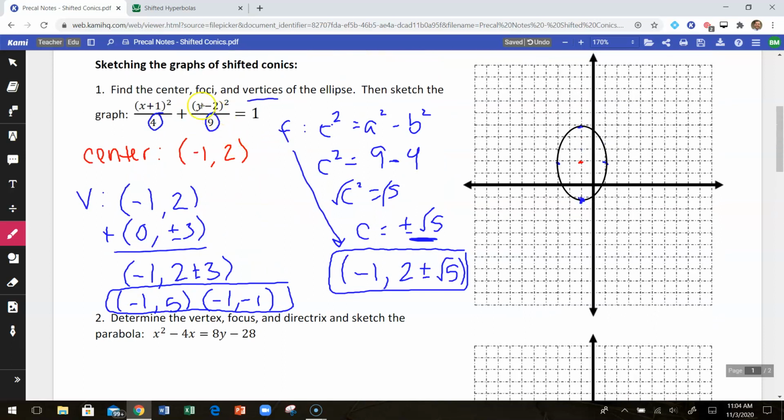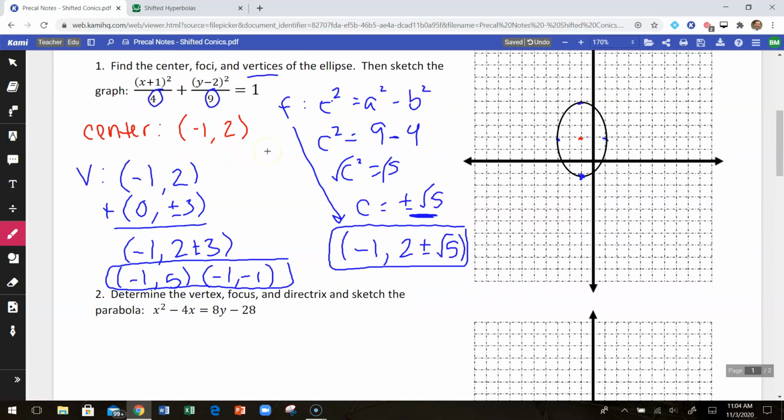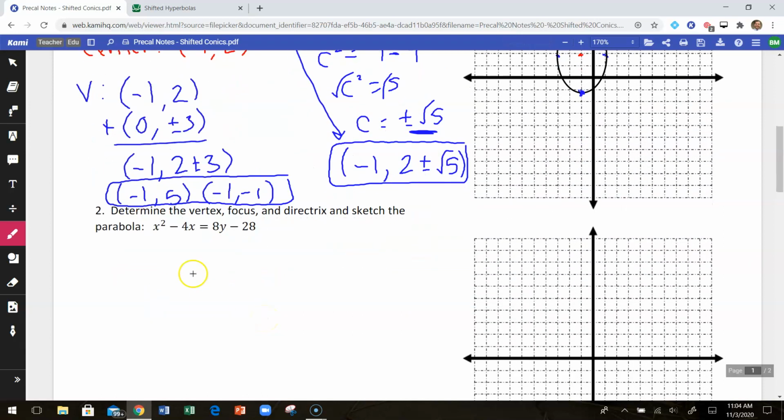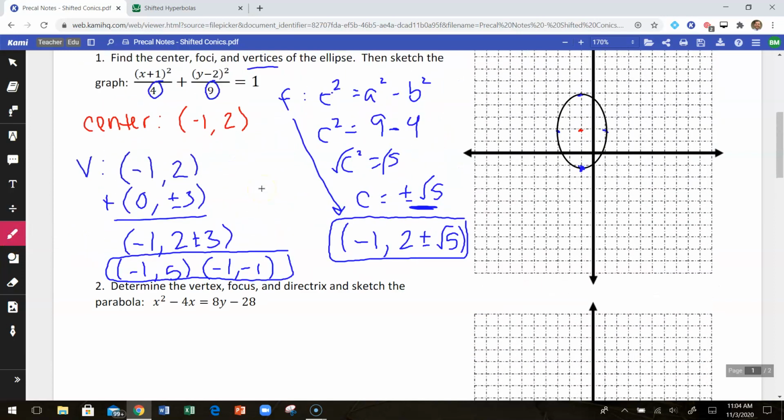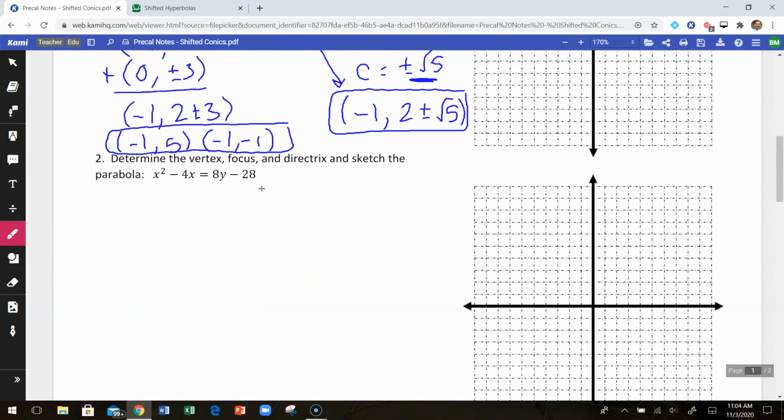Sometimes our equation is not going to be already in this nice standard form, so we're going to have to do some things to get it there. And a lot of times that's going to involve the process of completing the square. If you're not familiar with that, we're going to do a couple examples here where we complete the square to get our formula the way that we want it to look.